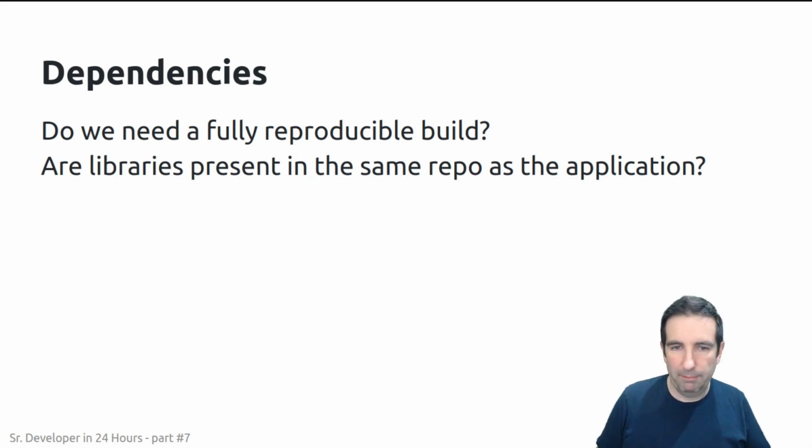The other is whether the libraries that we depend on are present in the same repo as the application. For some companies that have implemented a mono repo pattern, they might choose to have the dependencies as source code in the same mono repo that is hosting their applications. This is not very common, but I just wanted to mention it because we are going to focus on the other case where we normally pull down the dependencies from some kind of repo, some kind of artifact registry.